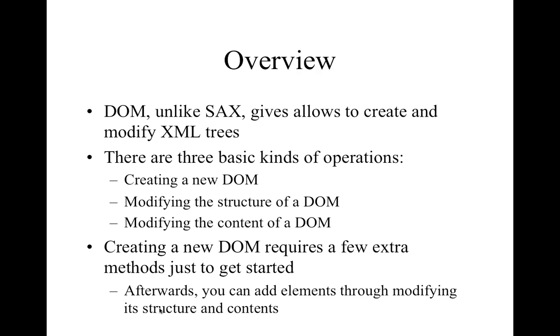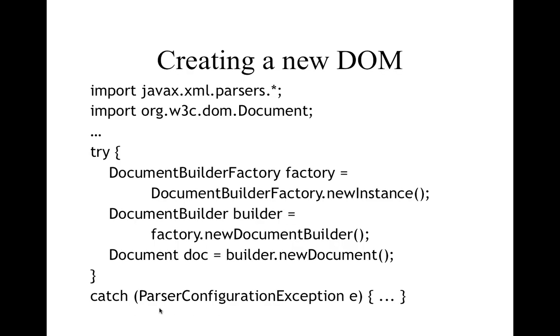Okay. So overview. DOM, unlike SAX, allows you to create and modify XML trees. There are three basic kinds of operations: creating a new DOM, modifying the structure of a DOM, and modifying the content of a DOM. Okay. Creating a new DOM requires a few extra methods just to get started. So afterwards, you can add elements through modifying its structure and contents. Creating a new DOM. That means writing an XML file. Okay. Actually, reading and writing. We can do both, right? With these XMLs, that is what we're talking about.